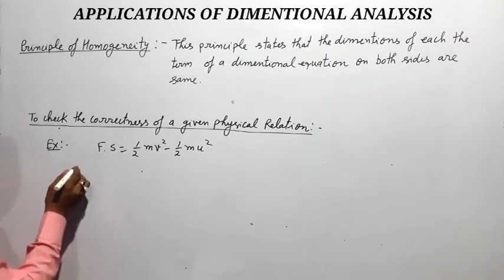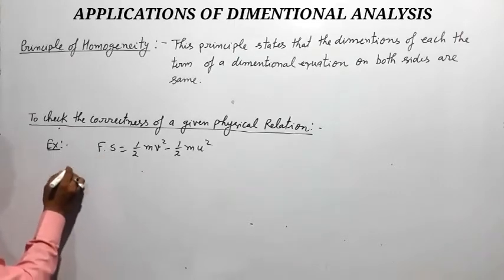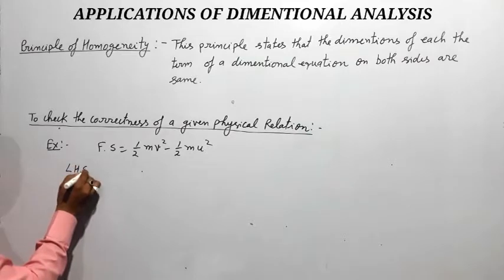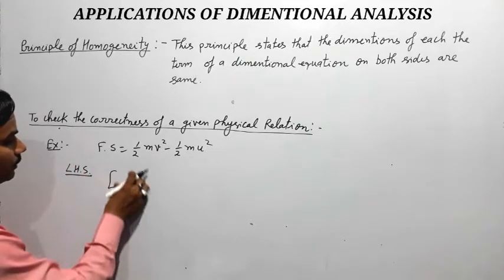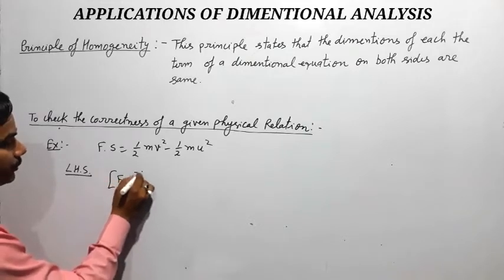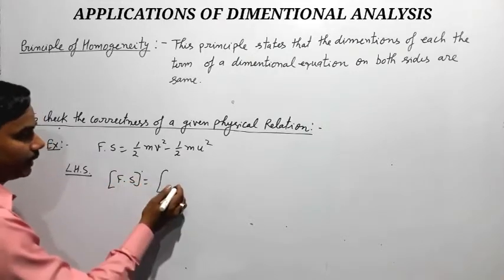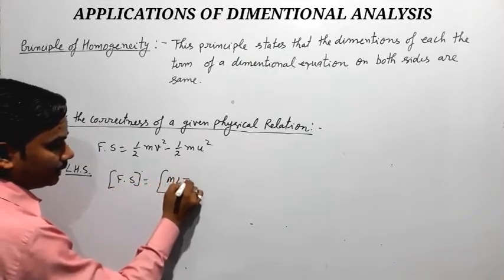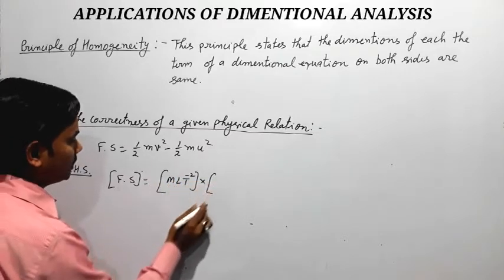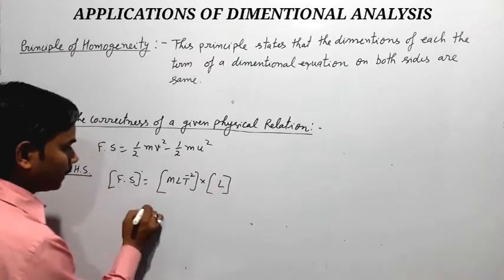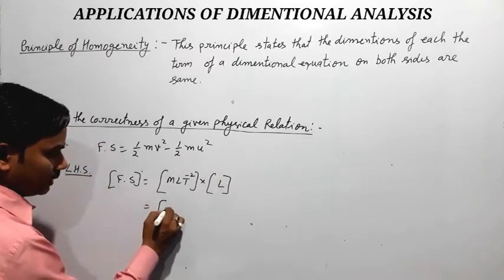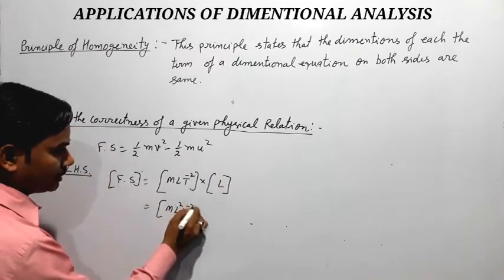So we will check the dimension from the left hand side. In the left hand side we will calculate the dimension of F into S. The dimension of F is MLT minus 2, and the dimension of S, that is distance, will be L. So the dimension of LHS is ML square T minus 2.